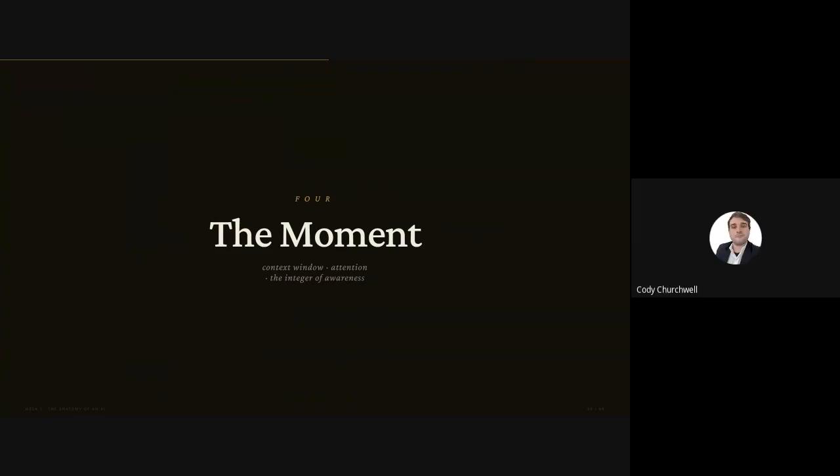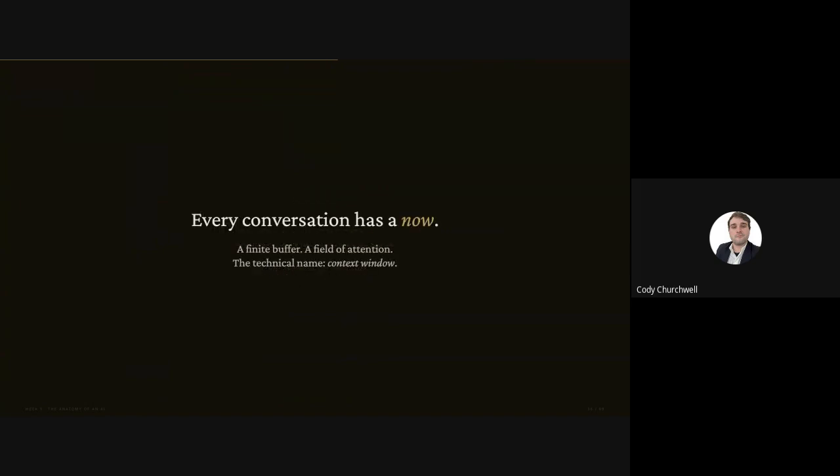So section 4, the moment. Now, this section 4 is the most subtle of the 5, and it's the one you have to understand most deeply if you want to use these systems with skill.